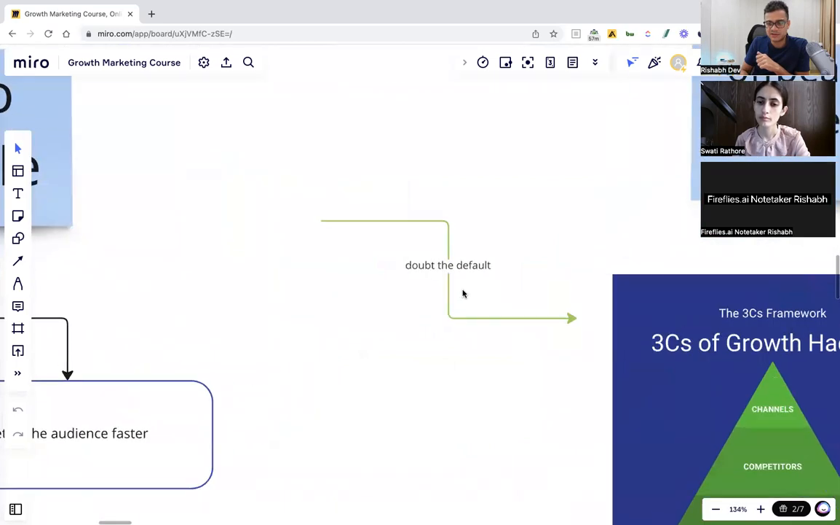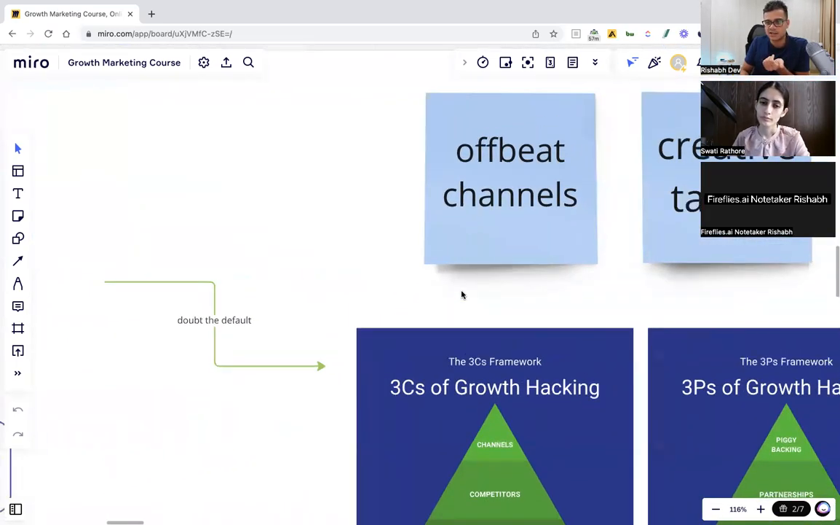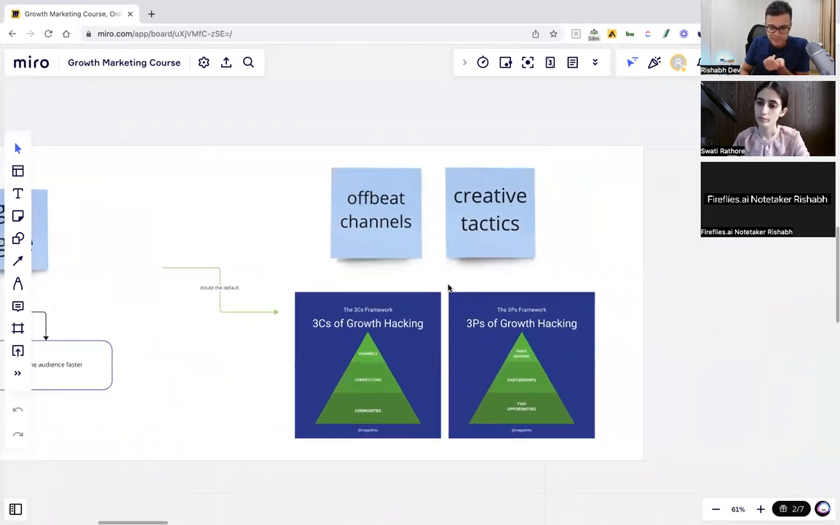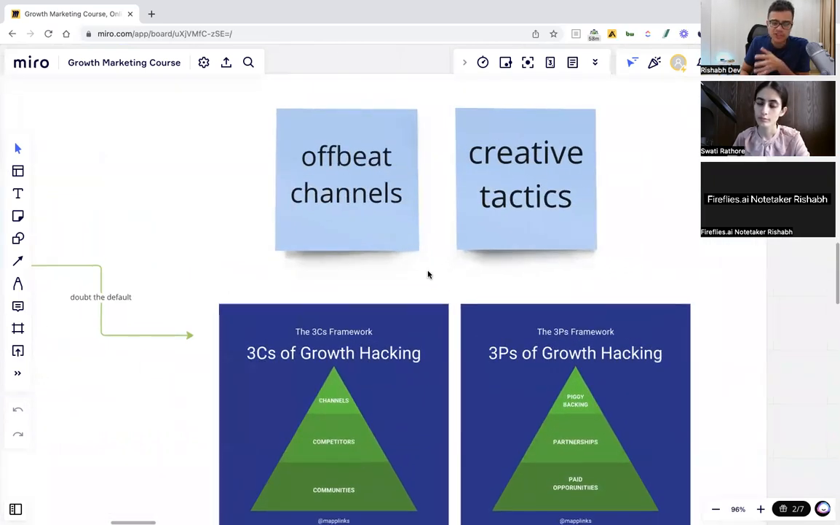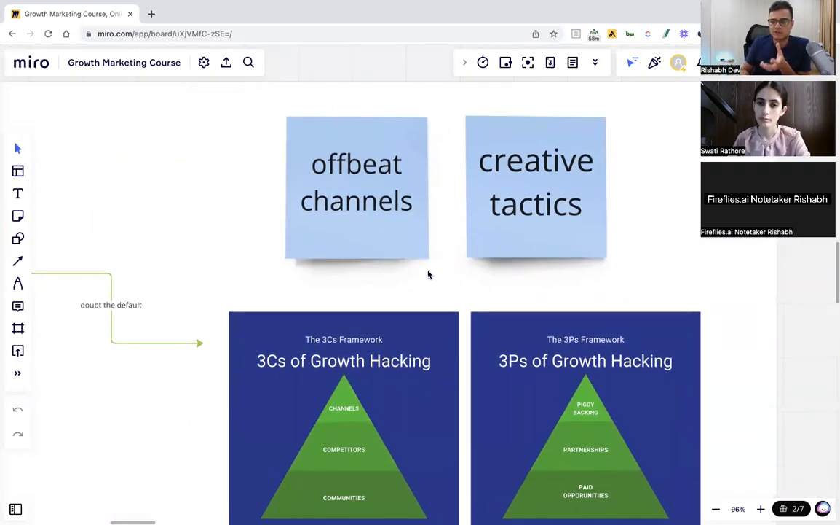And finally, the other one is to doubt the default. The way that I put it is, usually the default ways of doing something may or may not be the best ways. So you'll have to think offbeat and think creative. Let me give you an example. If I want to double the traffic on my website, right? What would be the default way?